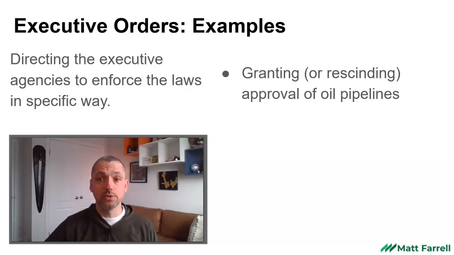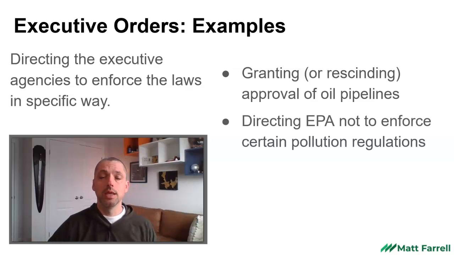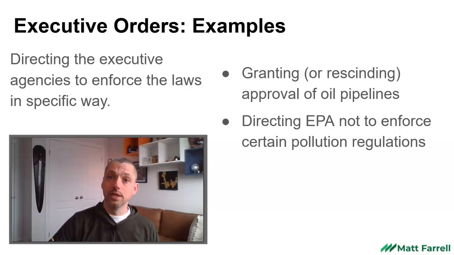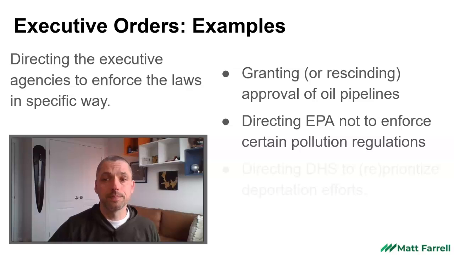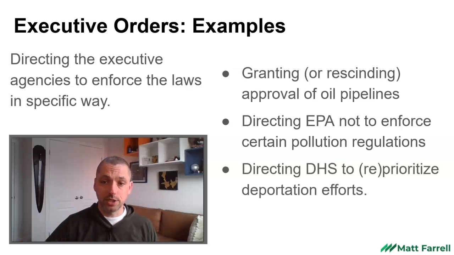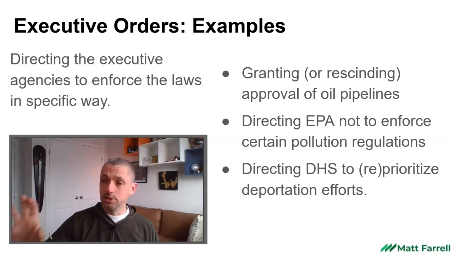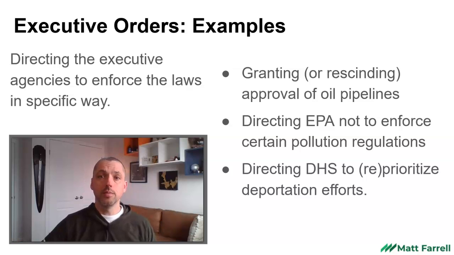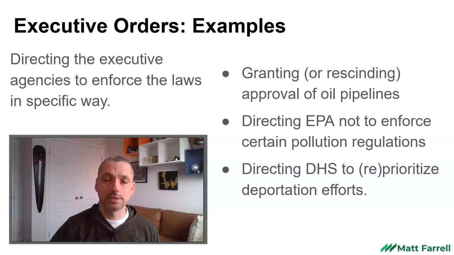Here are a few examples of what an executive order could do. It could grant approval to an oil pipeline, or it could rescind and revoke approval for oil pipeline construction. It could direct an agency like the Environmental Protection Agency to stop enforcing certain pollution regulations, or it could direct them to enforce certain ones instead of others. It might also direct the Department of Homeland Security or other border agencies to reprioritize their deportation efforts. For example, don't deport this class of immigrant, deport this class instead. So these are all examples of different ways that a president might use the power of the executive branch to enforce and apply the laws in a certain way.